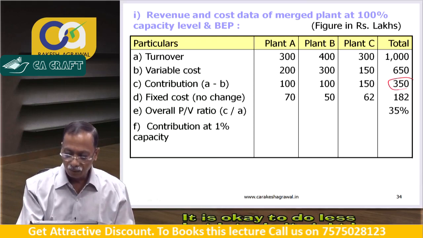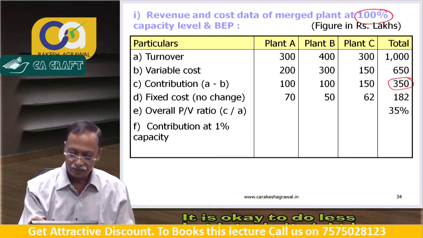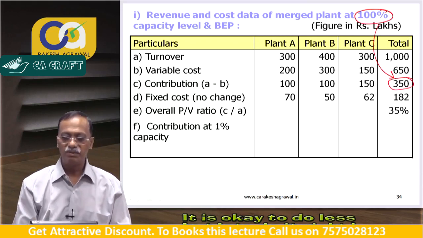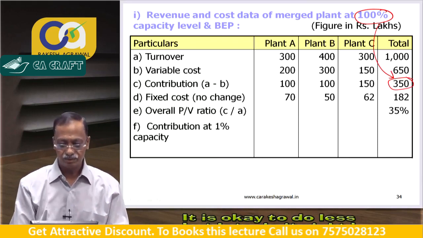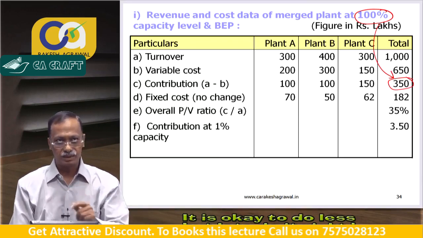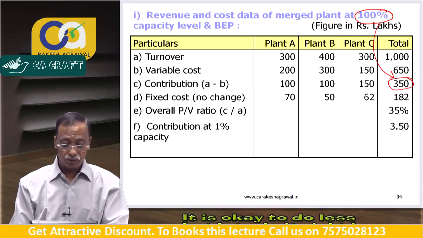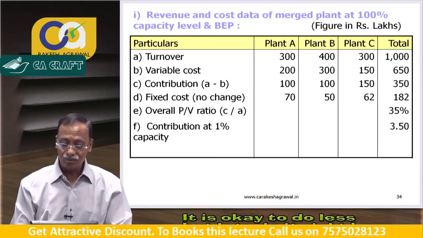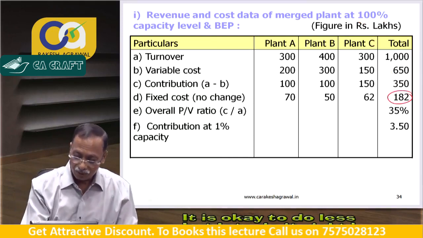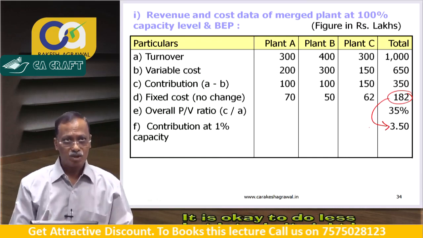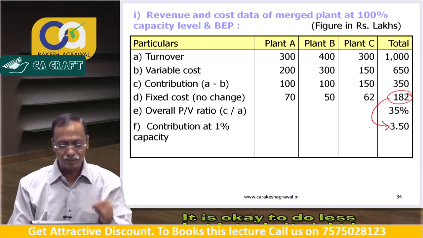See, this is the contribution at 100% capacity. So 350 divided by 100, 3.5. Just write down 3.5. If you know the contribution at 100% capacity, what will it be at 1%? 3.5. And now to calculate BP in capacity, what will you do? Fixed cost divided by contribution at 1% capacity, and you will get BP in percentage capacity.